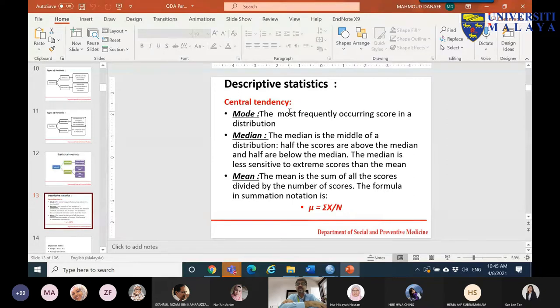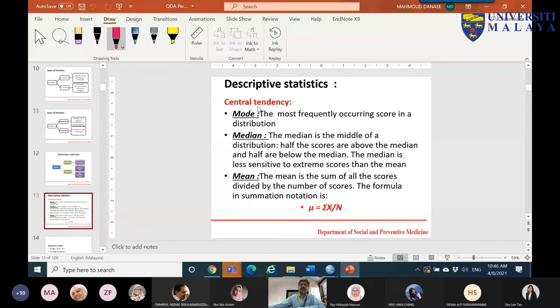So the mode actually is the appropriate central tendency for nominal data. The mode we use for nominal data. The median, usually we use for ordinal data or quantitative data which is not normally distributed. We talk about normal distribution later. And the mean, usually we use for quantitative data which is normal.